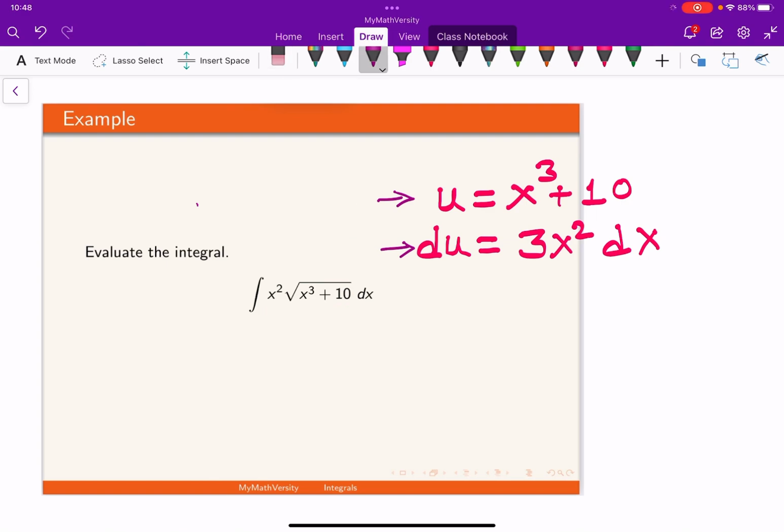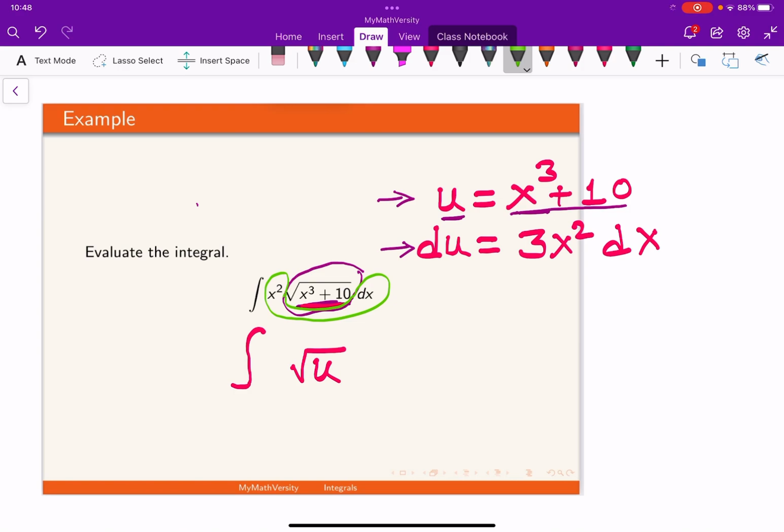So how can we do it? We have x cubed plus 10 here, which we supposed is u. So instead of x cubed plus 10, let's write u. We have the integral sign, and instead of the square root of x cubed plus 10, we can write the square root of u. If you do that, what is left over is x squared times the differential dx.